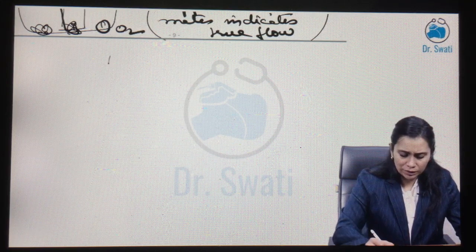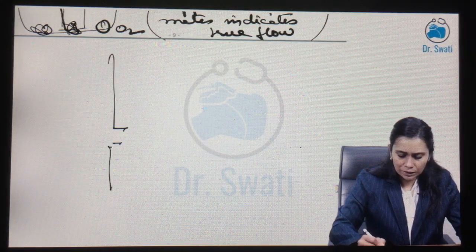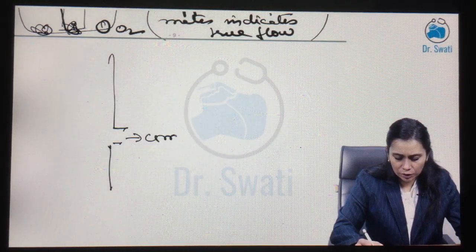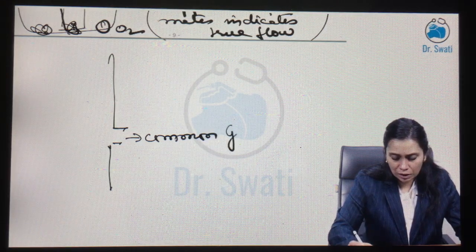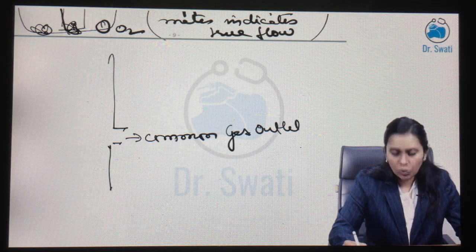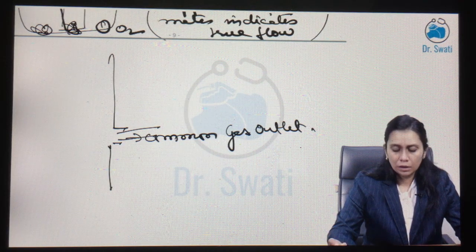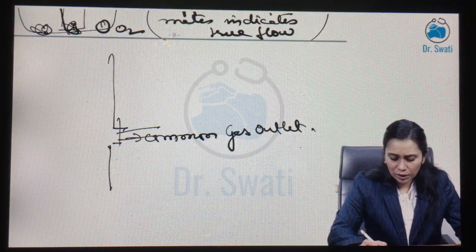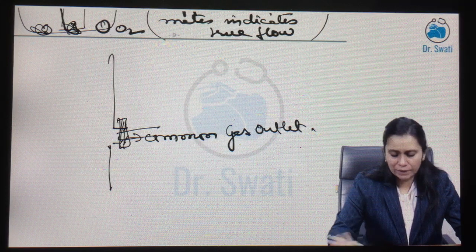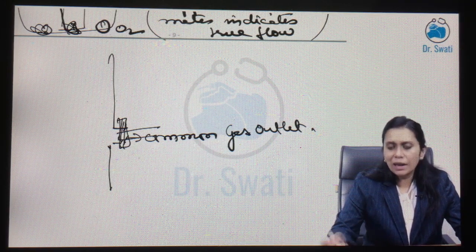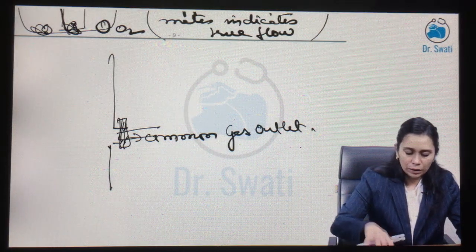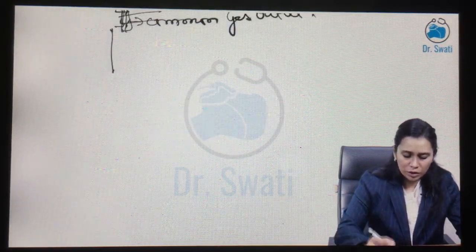Common gas outlet. This is the machine and this is the common gas outlet of the machine. What is attached to the common gas outlet? Circuit. Right? Between the common gas outlet and the circuit, we have an oxygen analyzer attached. This is the exit point of the machine. Okay? Then comes a very important part of the machine, hypoxia guard.